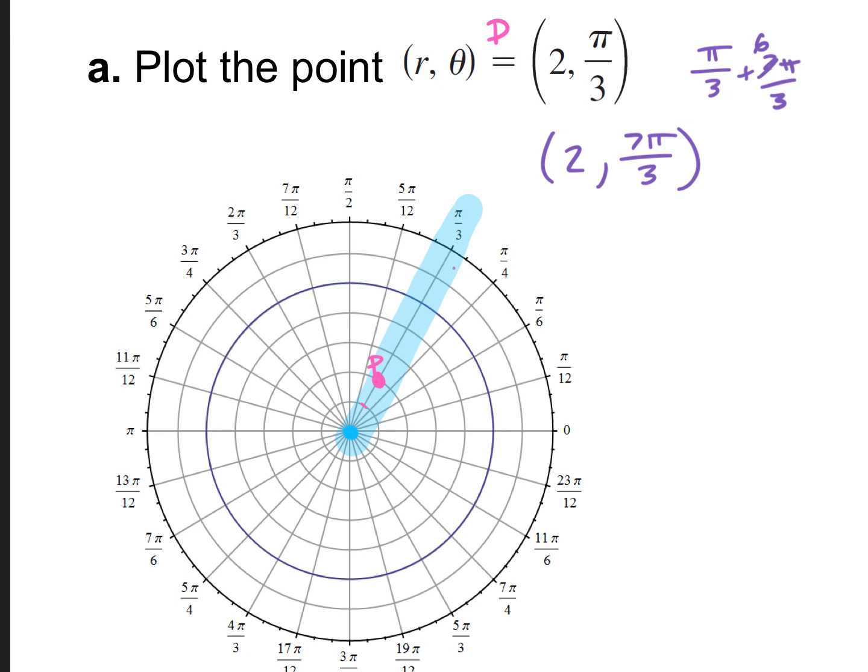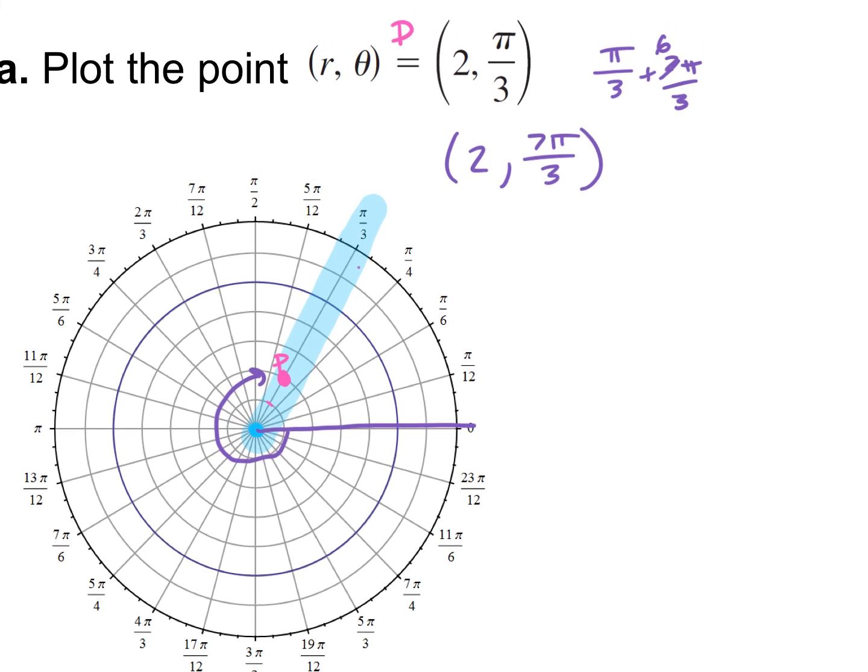We could also go in the negative direction. So starting here, if we went in the negative direction around to here, we could also subtract 2 pi to find what the negative point would be. So pi over 3 minus 2 pi, we'd make it 6 pi over 3. So this would be 2 comma negative 5 pi over 3. There. So that would also be the same point. It would fall on that same point P, but we're just going in the negative direction instead.